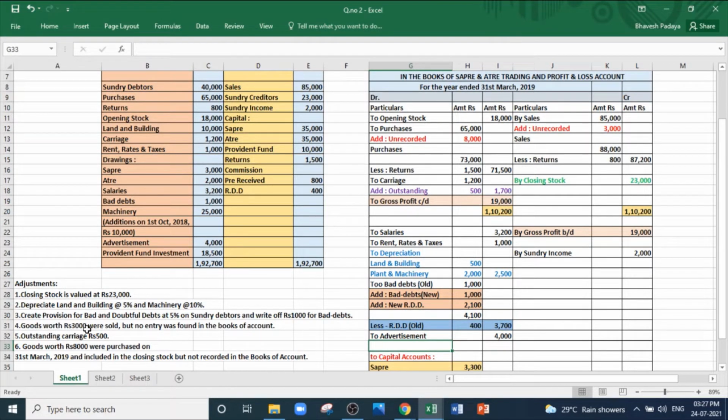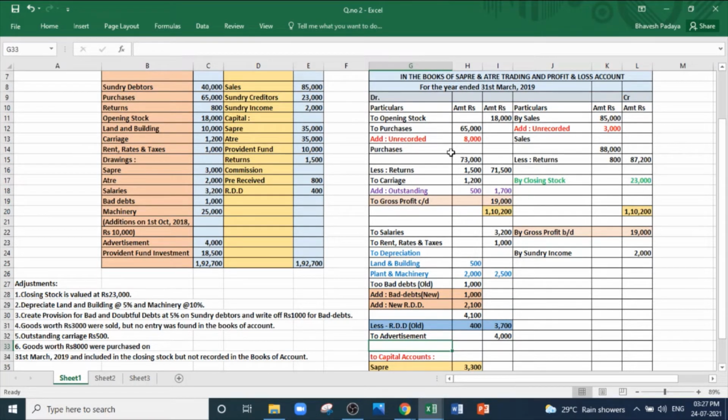Goods worth rupees 3,000 was sold but no entry was found in the books. On recorded sales, tick on sales, tick on debtors. Outstanding carriage rupees 500, tick on carriage. Goods worth rupees 8,000 were purchased on 31st March 2019 and included in the closing stock but not recorded. Unrecorded purchases, tick on purchases, tick on creditors.